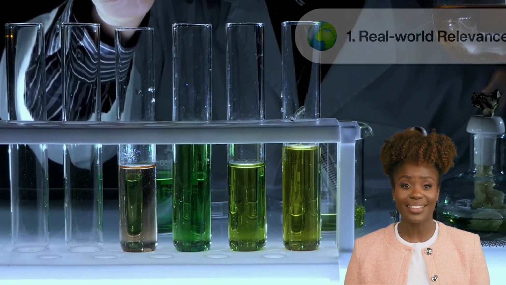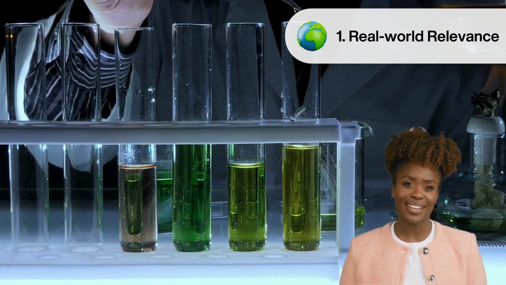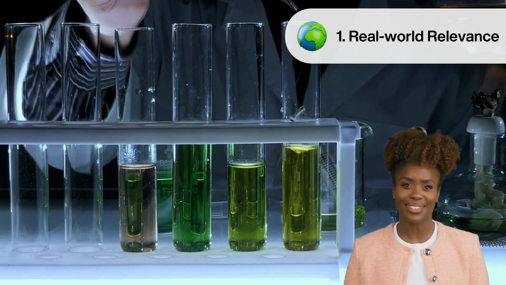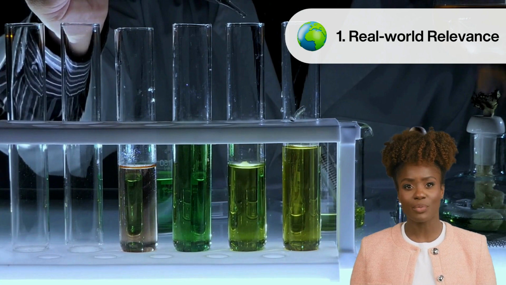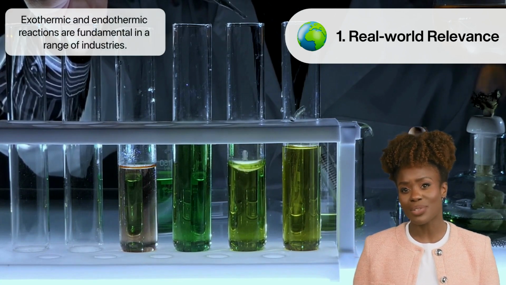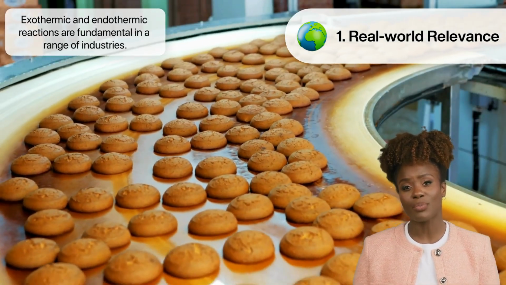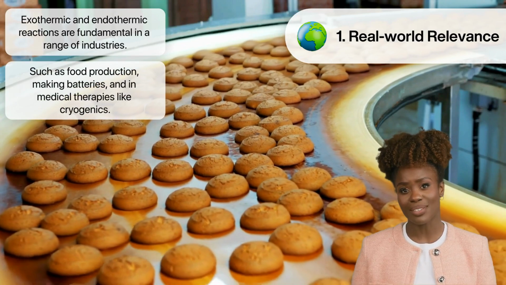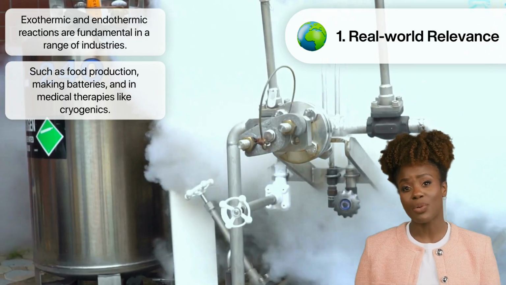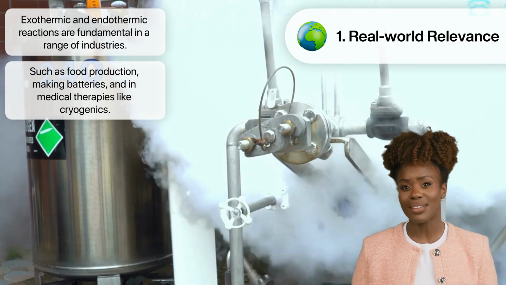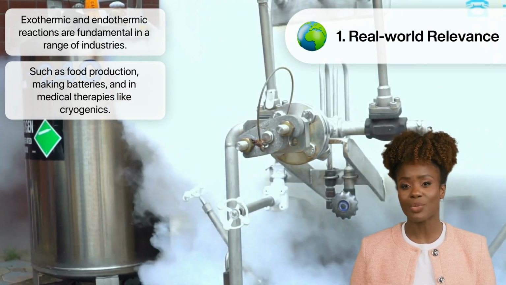First, understanding how different variables affect temperature changes in chemical reactions is not just an academic exercise. It's incredibly relevant to real-world applications. For instance, exothermic and endothermic reactions are fundamental in industries ranging from food production to making batteries, and even in medical therapies like cryogenics. By exploring these reactions, you're gaining insights into processes that are essential for various technological and industrial applications.